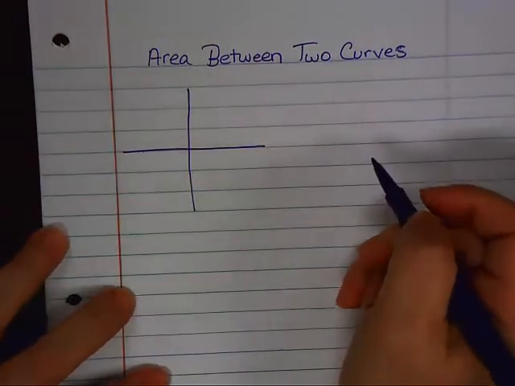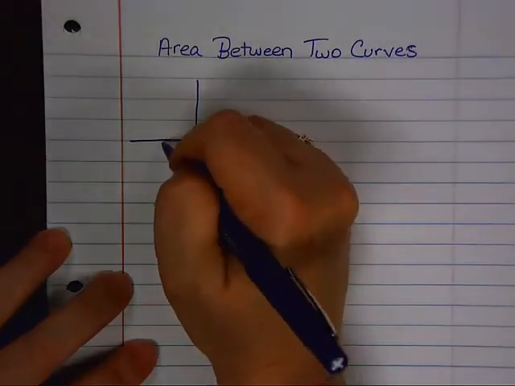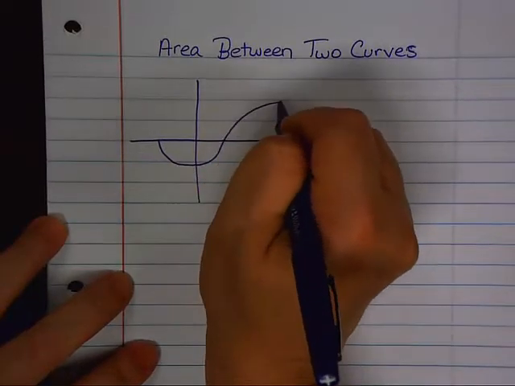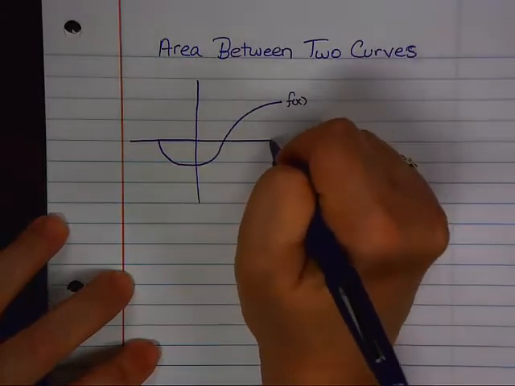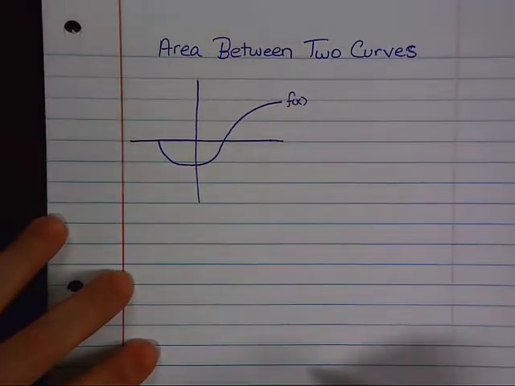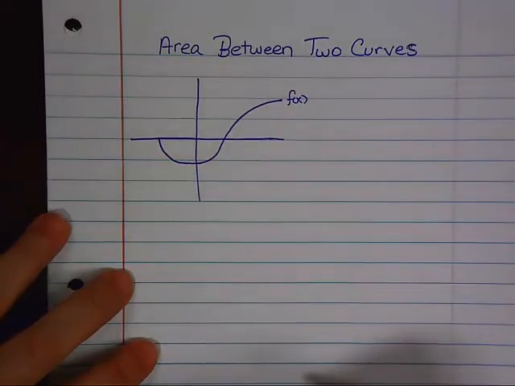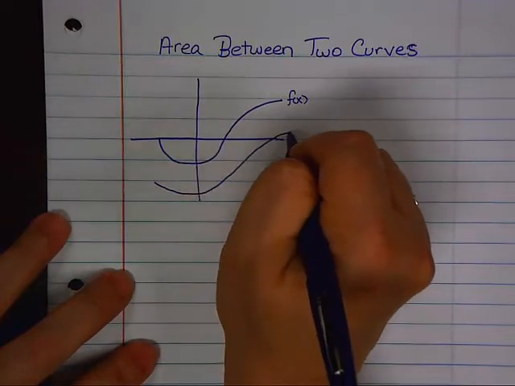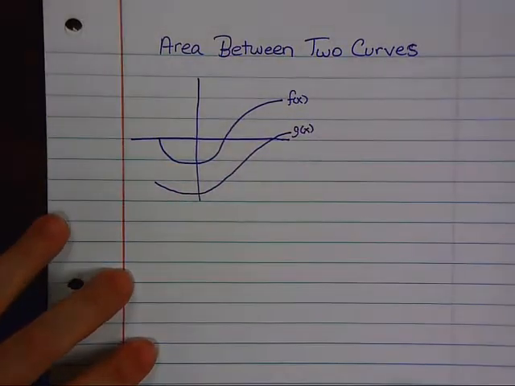So draw yourself an XY axis. I need you to draw a curve that starts in quadrant 3, moves over to quadrant 4, and ends up in quadrant 1 like so. Call it f of x. And then underneath that curve, you're going to draw a second curve that kind of runs parallel to it. It doesn't have to be exactly the same, but it has to end in quadrant 1 also. We're going to call it g of x.